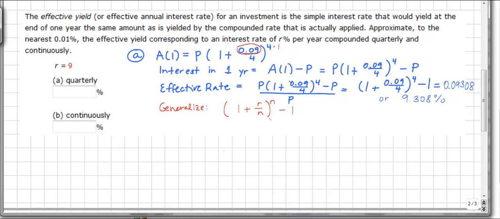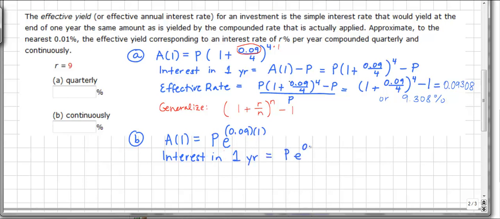Okay, now likewise, if I go back and do this calculation continuously, the amount in 1 year is the principal times e to the rate times time power. Time is always 1 year when you're calculating effective rate. So your interest in 1 year is your calculation for the amount in 1 year minus your principal.